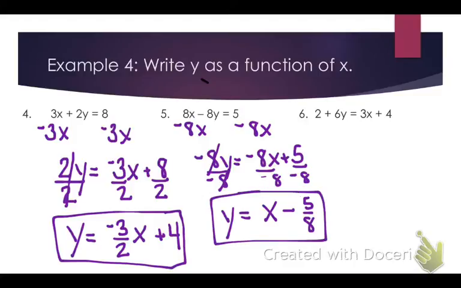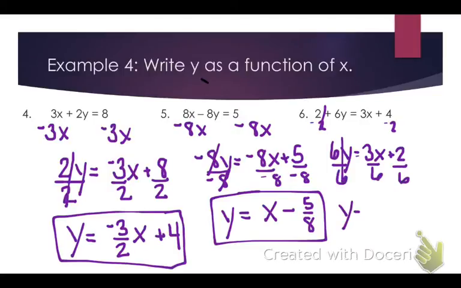In number 6, I'm going to start by subtracting 2 from each side, which results in 6y equals 3x plus 2. Notice that the 4 and the 2 are like terms, so I can combine those. Next, I'm going to divide everything by 6, which results in y equals 1/2, because 3 over 6 reduces to 1/2, plus 1/3, 1/2 x plus 1/3. So y is now written as a function of x. You should now be able to solve literal equations for any indicated variable.